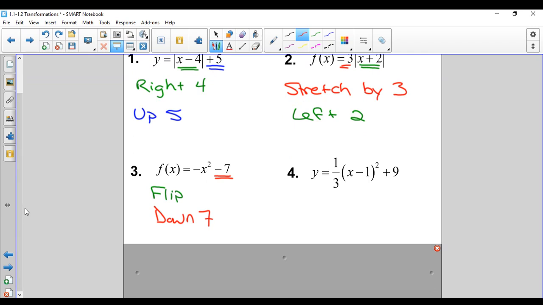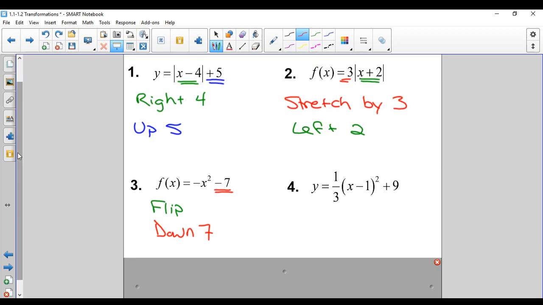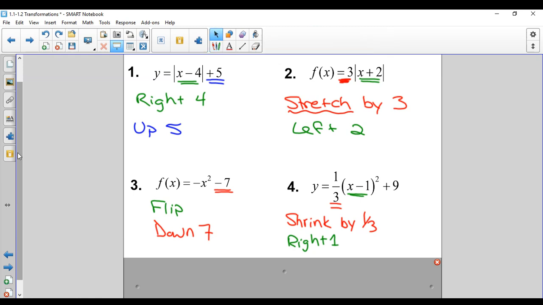Number 4 here has got a little bit of everything. We got 1/3 out front. Just the opposite. If you look above at number 2, we had a 3 and that stretched it. We had a 1/3, so it's going to shrink it by 1/3. Move on. We got x minus 1. If you look at all your other stuff that we've talked about, inside x minus 1, we're moving right 1. And then last one here, we got a +9 outside the parentheses, so we're moving up 9. And that's all our transformations that are being made.